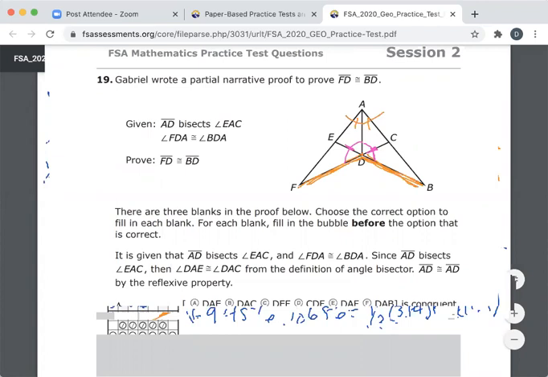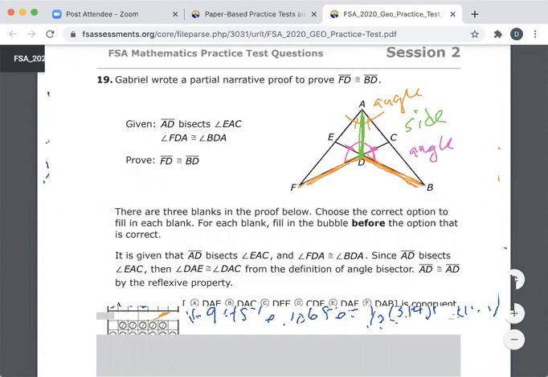So let's look at this and determine what we have. We have angles that are the same, and we have this angle that is the same. What else is the same that we know for sure? I'll give you a hint. AD, because in either triangle, AD is a side of it. AD is a side, so angle, side, angle. All right.